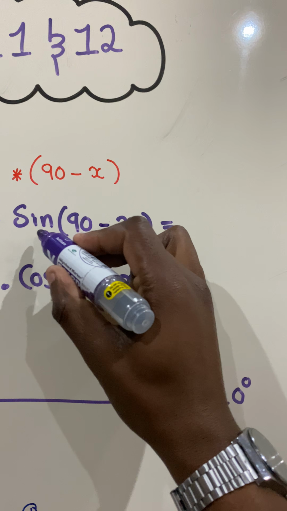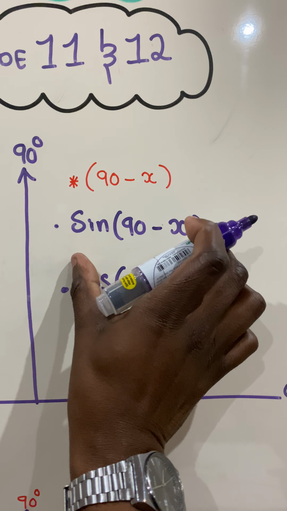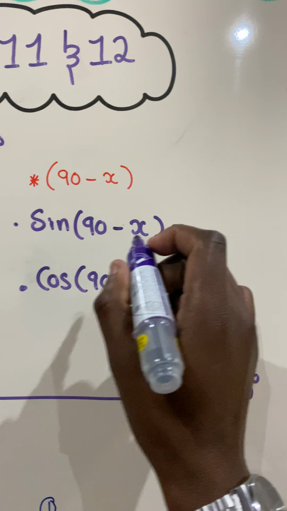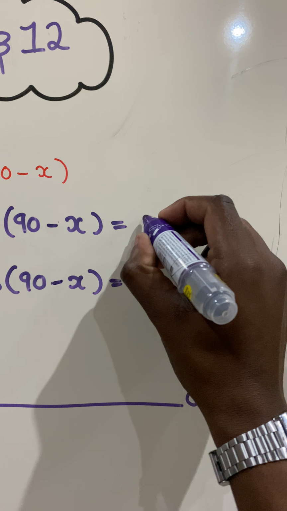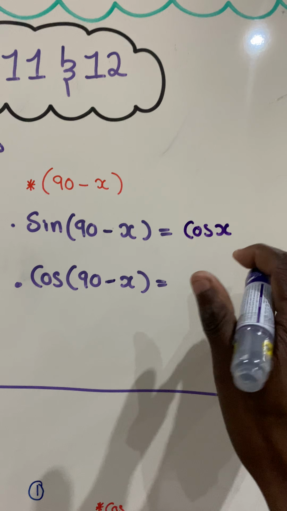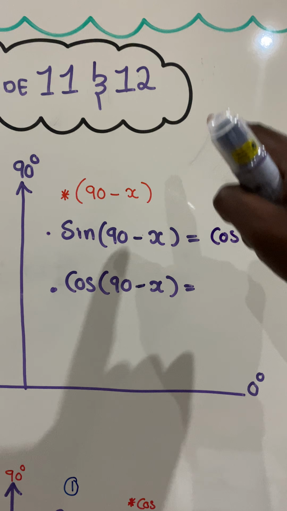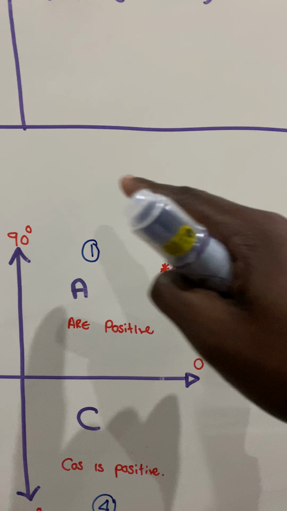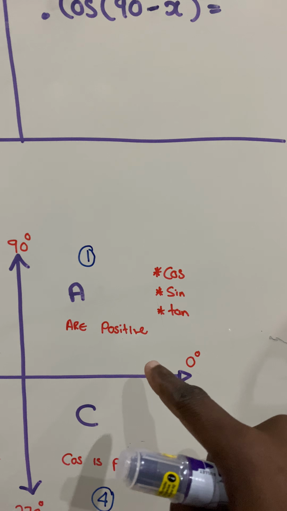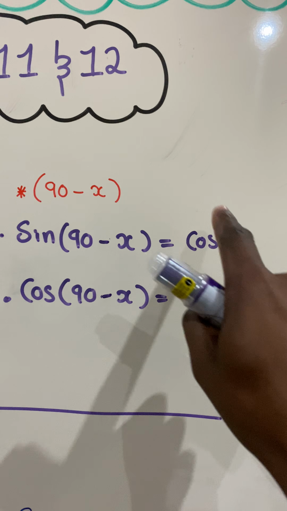So we have a sin, which is the original given to us. We have sin of 90 minus x. So the sin is going to change into what? A cos x, a positive cos x. Why? Because this is in the first quadrant, and in the first quadrant, we know that all ratios are positive. Hence, we're going to have a positive exchange of the sin to a cos.